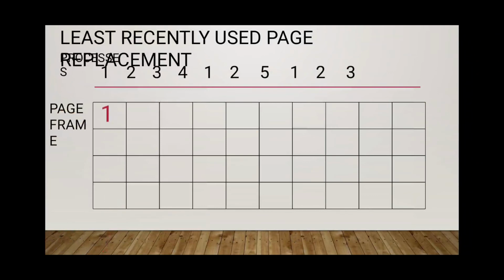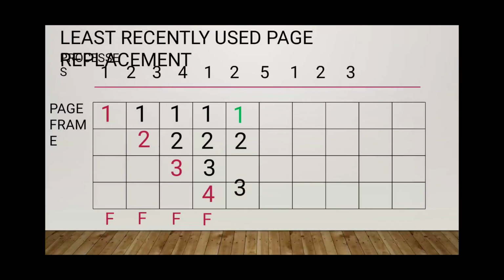The first page that needs to be processed is page 1. So page 1 is not on the table, so it means a page fault occurs. The next is page 2, then a page fault occurs. And the next is page 3, then a page fault occurs. And page 4 is not on the table, so it's a page fault. And again, page 1 is already on the table, so it is a page hit. And page 2 is already on the table, which means it is a page hit.